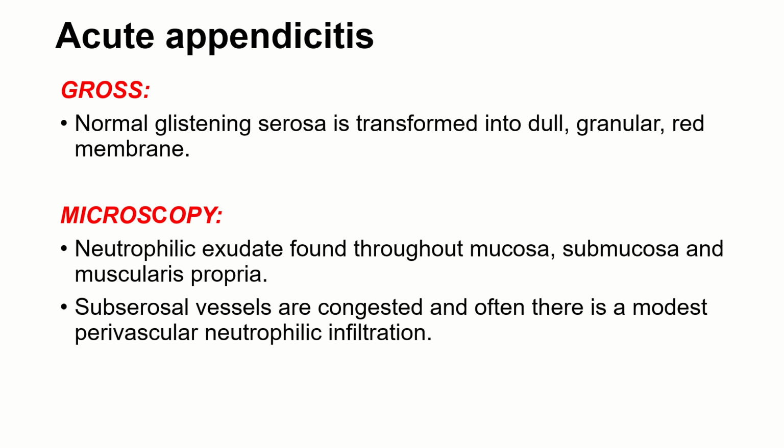Now, coming to the pathological findings, that is the gross and microscopic picture. We divide appendicitis into 3 stages. First is acute appendicitis, second is acute suppurative appendicitis, and third is acute gangrenous appendicitis. In acute appendicitis, the serosal layer will become dull, granular and reddish in color. Normally, the serosa of the appendix is glistening, but in acute appendicitis, it becomes dull and granular. Microscopically, you will see neutrophil collection throughout the mucosa, submucosa and muscularis propria. You can have congested vessels in the subserosa.